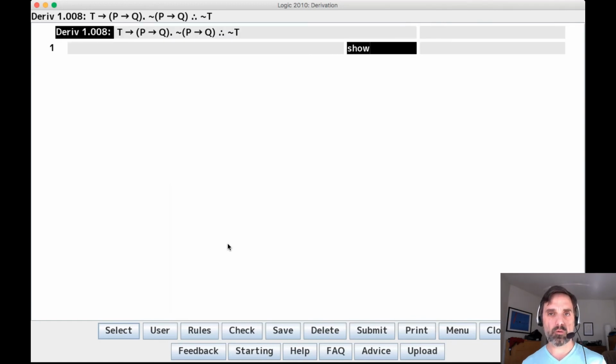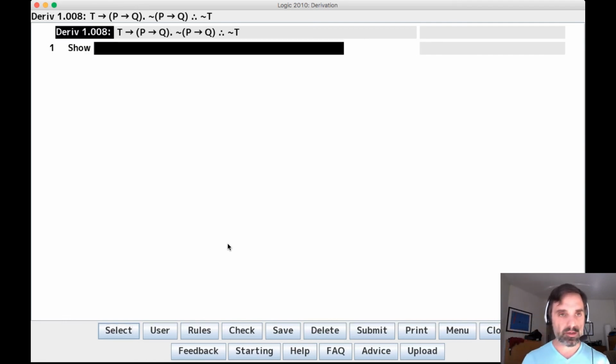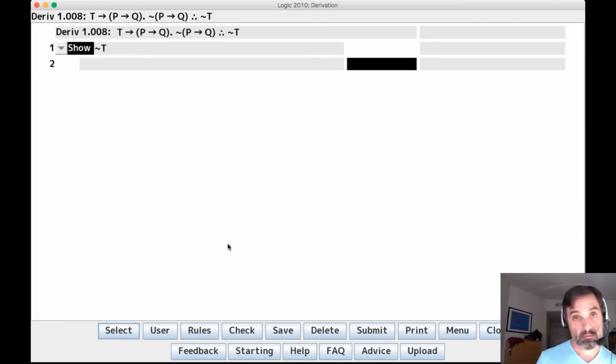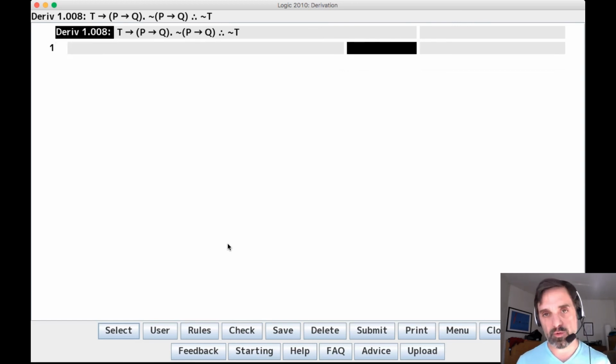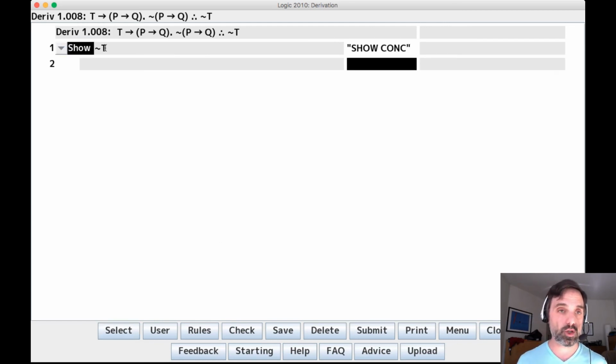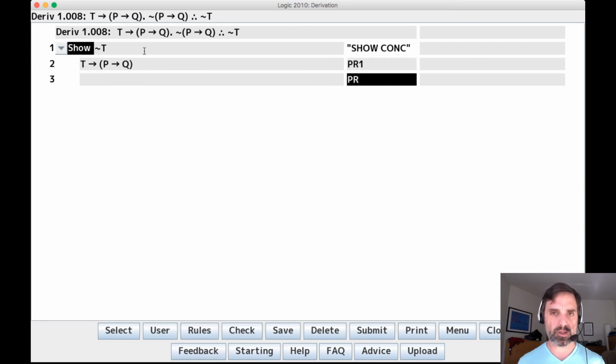Okay, so here we're going to say, while this requires no justification, there is nonetheless a shortcut for it. If we write show and then conc for conclusion, the first show line gets automatically entered as showing the conclusion. I'm going to make one more comment about it in a second, but first I want to do the rest of the derivation.